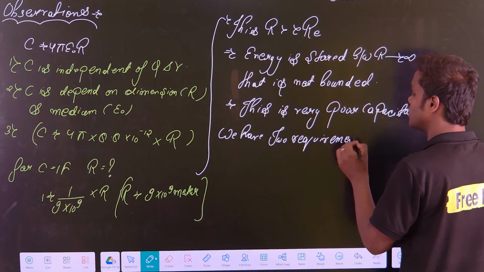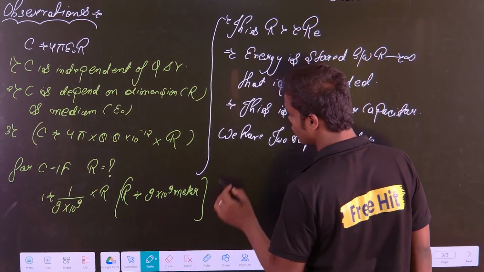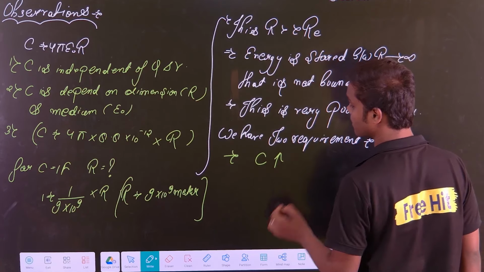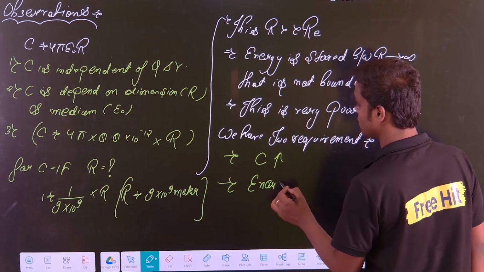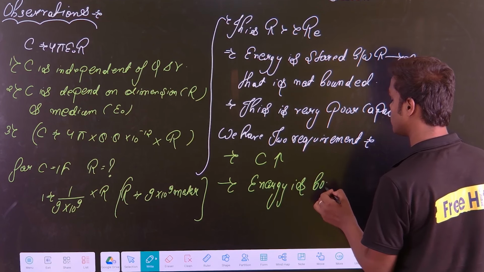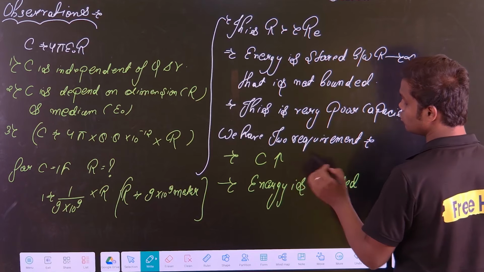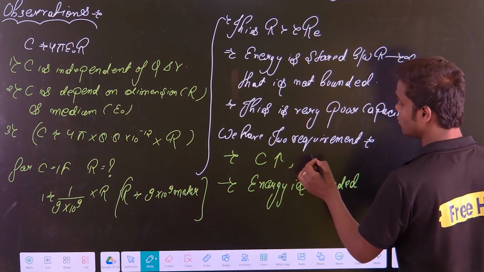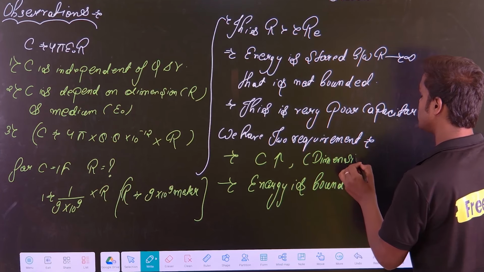The first requirement is what? Our capacitor should fulfill two requirements. The first requirement is that our C should be high. The second requirement is that energy should be bounded. And C should be high means, with this, one thing is also included: the dimension should be small.